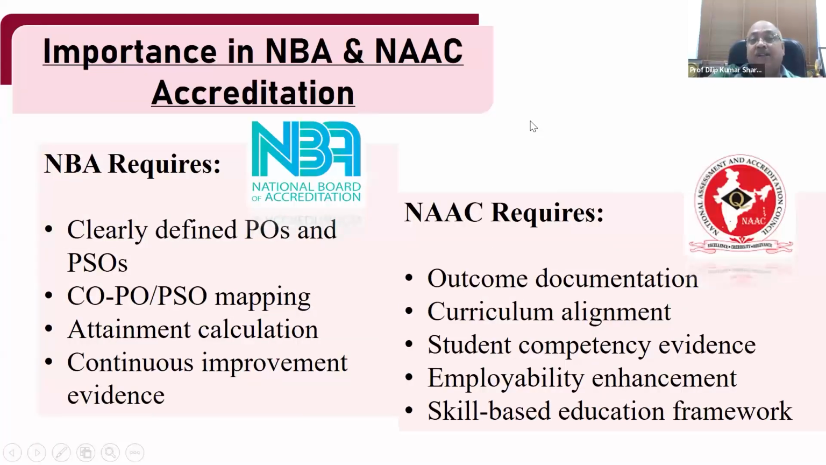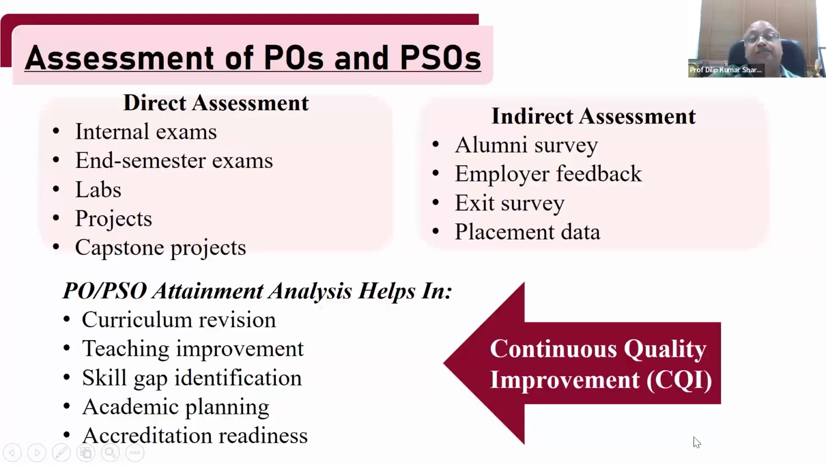So, the importance of NBA and NAAC accreditation, I have already asked you. NBA clearly defined POs and PSOs. CO-PO-PSO mapping we have to do. Attainment calculation we have to do. We will later tell you how to do that with some samples. Continuous improvement evidence, they want to see. NAAC requires outcome documentation, curriculum alignment with the graduate attributes, student competency evidence, employment enhancement, placement data, higher studies data, entrepreneurship data, skills-based education framework.